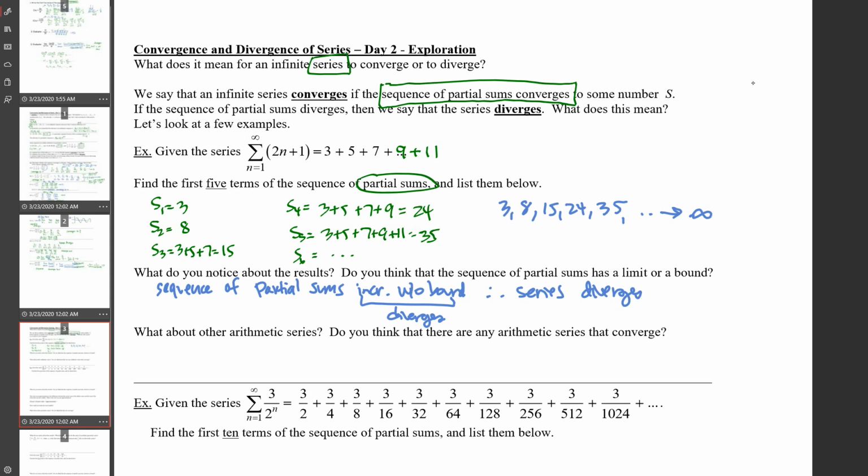And let's think about anytime we have an arithmetic series. Anytime we have an arithmetic series, this series is going to diverge. So all arithmetic series will diverge. And because of that, that's pretty boring. So it's not really likely that I'll ask you if an arithmetic series would diverge or converge. So we're pretty much done with the arithmetic series here.